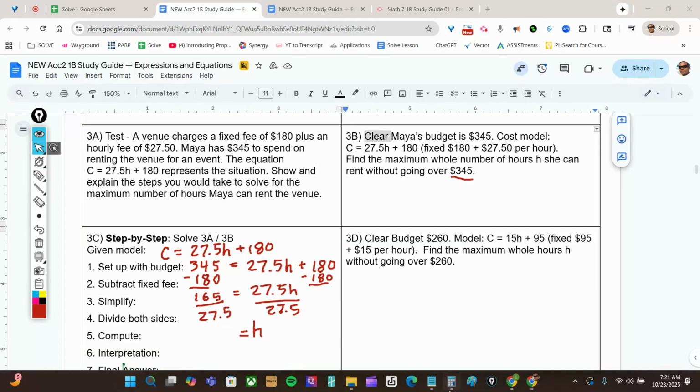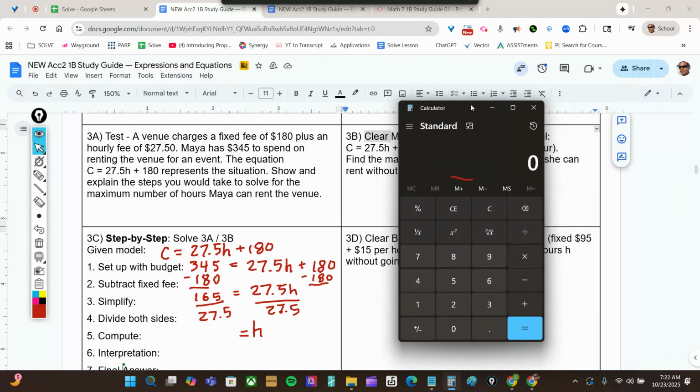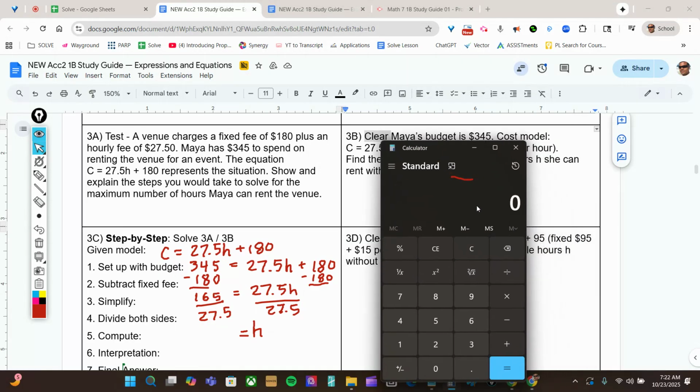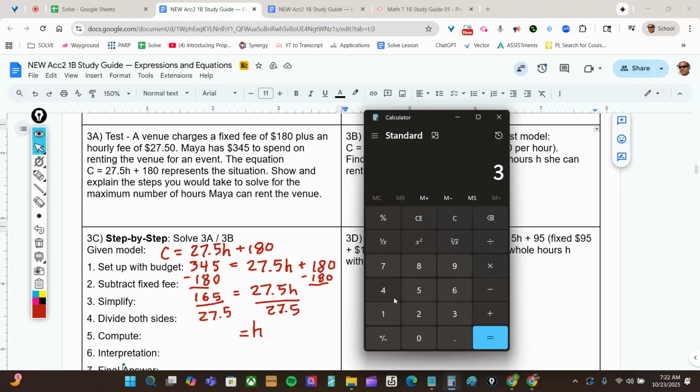I should have pulled up the calculator. Whatever. $345 minus 180 is 165, and then we're going to divide that by 27.5. That's going to give us H equals 6.